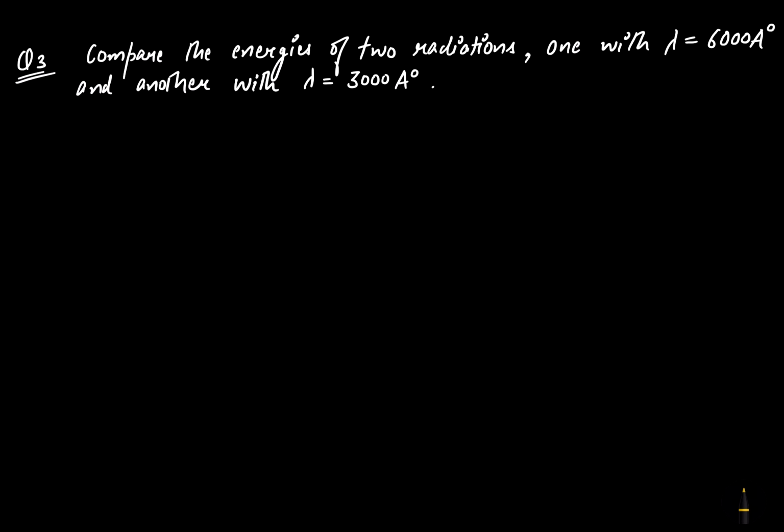The third numerical says: compare the energies of two radiations, one with the wavelength of 6000 angstroms and another with the wavelength of 3000 angstroms. So we have to compare their energies, or find the ratio of their energies. I'm writing in a separate way: first radiation over here, and here second radiation.